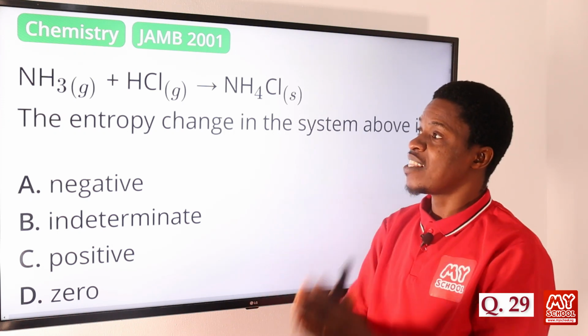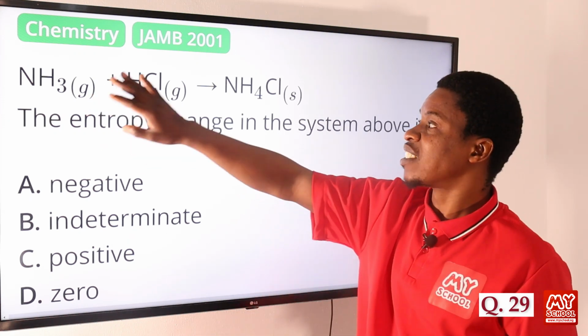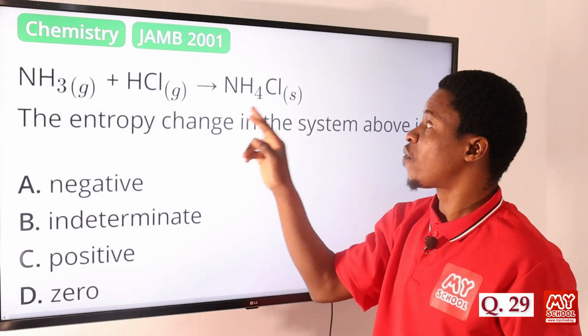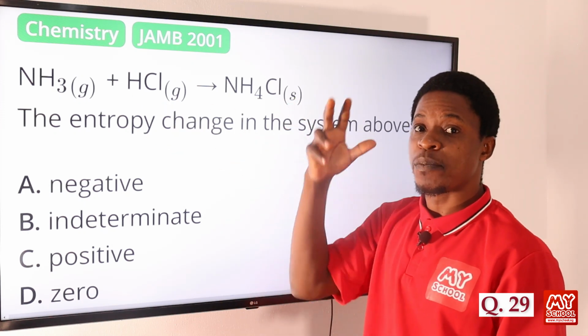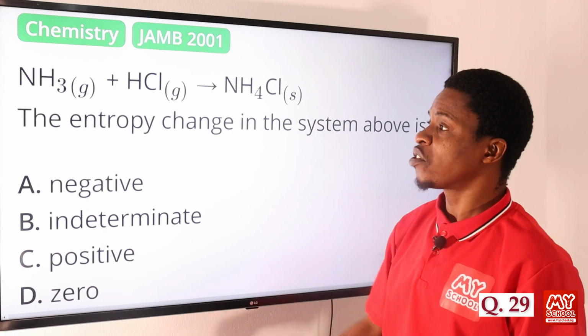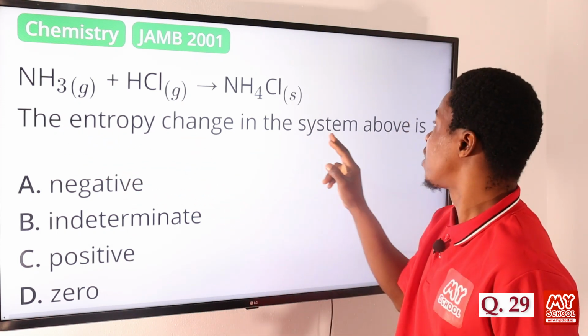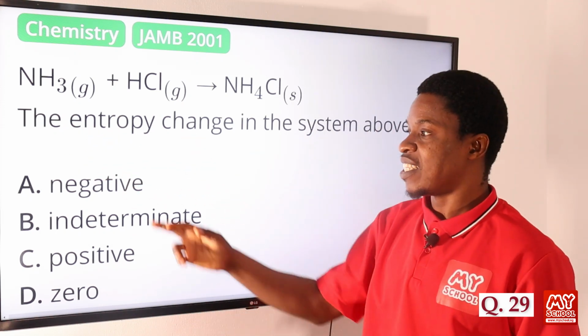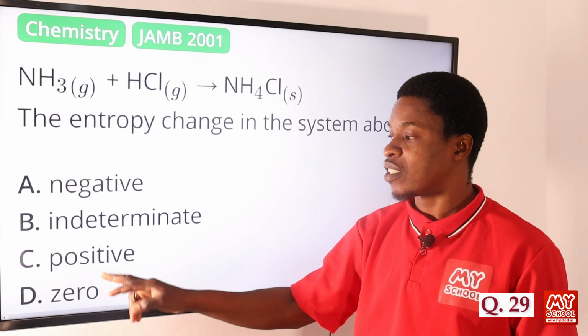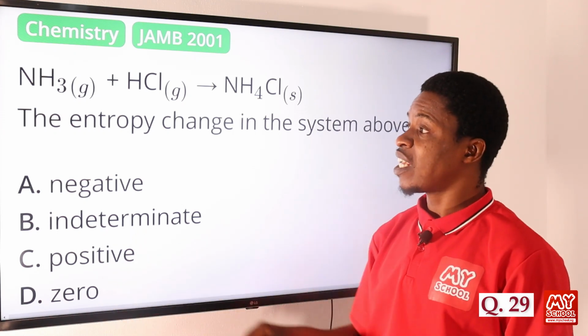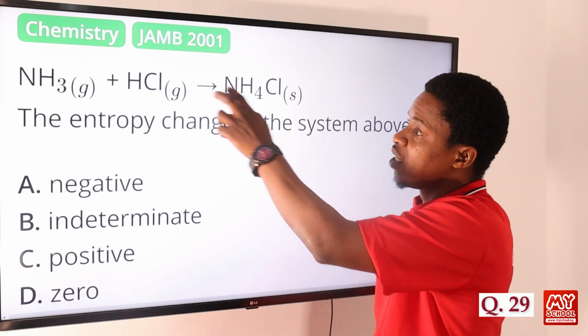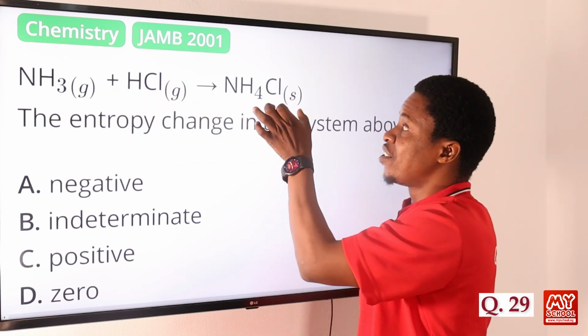Sublimation. Okay, so in this case now, gaseous substances are changing to what? They react together to form a solid substance. So deposition takes place. So in deposition, the question says the entropy change in the system above is what? Is it negative? Is it indeterminate? Is it positive? Is it zero? In the section where we have this, don't forget gaseous substances are changing to solid substances.